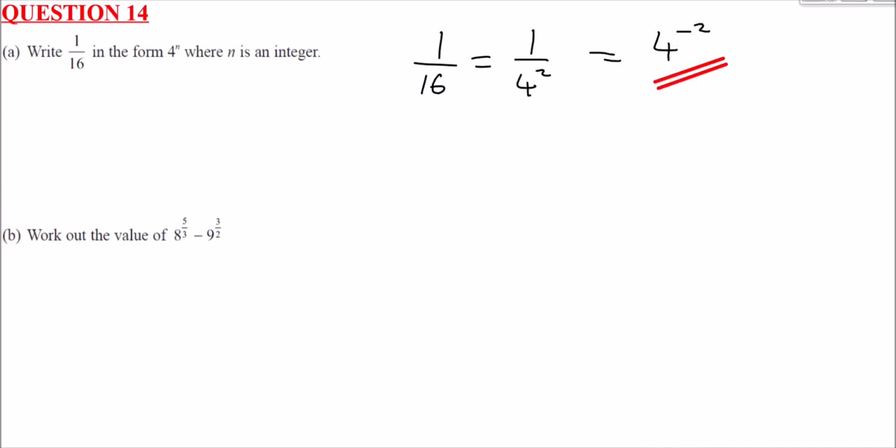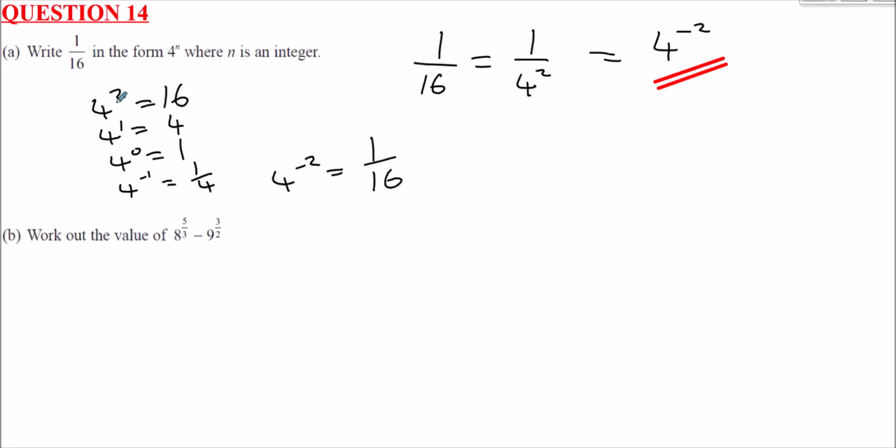I can show you a fairly quick way of realizing this. If we just use powers, 4 squared is 16, 4 to the 1 is 4, and 4 to the 0 is 1. If you carry on this pattern into the minus powers, each time we're dividing by 4. So if I go 2, 1, 0, the next one will be minus 1, and the next one in this power series will be this previous value divided by 4. So 4 to the minus 1 will be a quarter, and then 4 to the minus 2 will be a quarter divided by 4, which is 1 over 16. So this is a way of thinking about it to make it make sense to you.